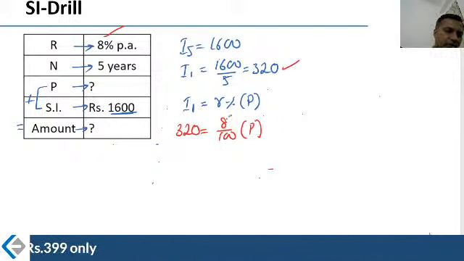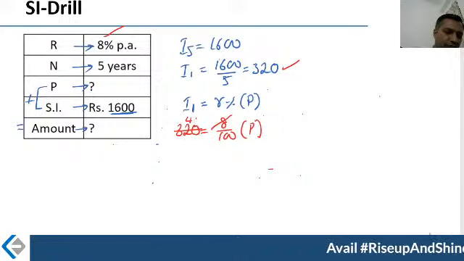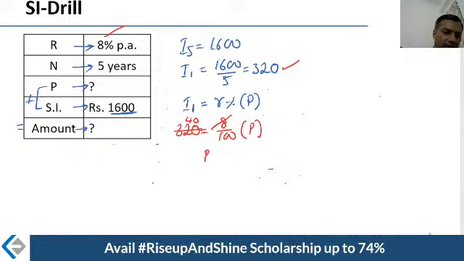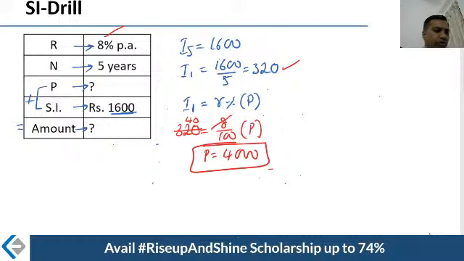Therefore, you got your principal. Therefore, you say that 40 into 100, nothing but 4,000. The principal was 4,000.